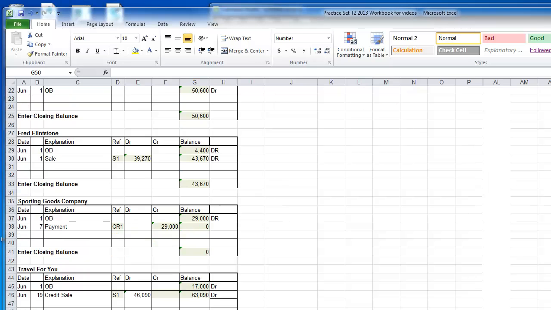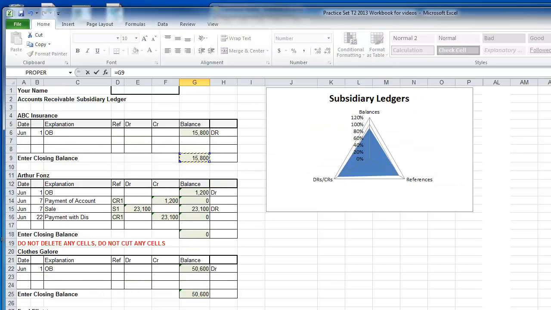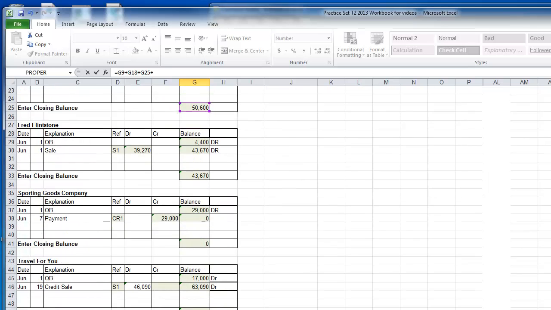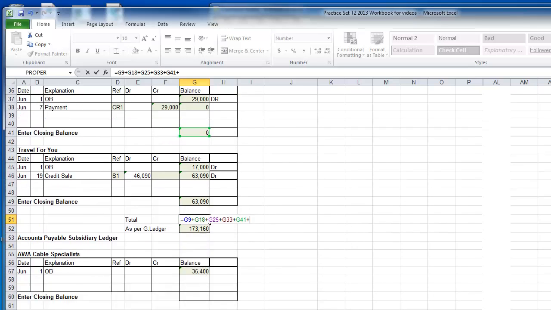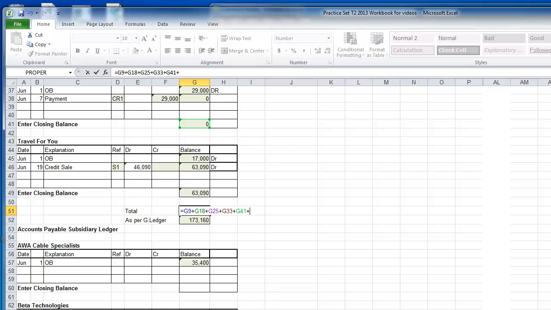So I've totaled each of the items up. And now we can add up each of the account balances. So ABC Insurance owes us nearly $16,000. Arthur Fonds owes us nothing. Clothes Galore owes us over $50,000. Fred Flintstone owes $43,000. Sporting Goods owes us nothing. And Travel for Us owes us $63,000. So I've added all of those items up. It comes to 173, 160.